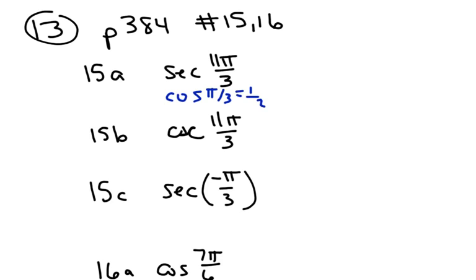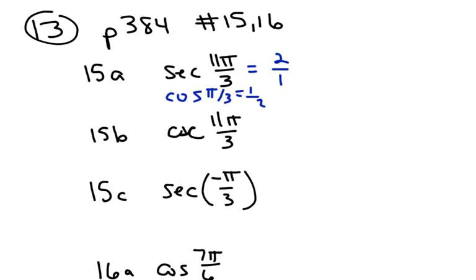And since the cosine of 60 is 1/2, the secant is going to be 2 over 1. But before I determine that that's the final answer, I have to figure out if the answer should be positive or negative. And it depends on what quadrant you're in.